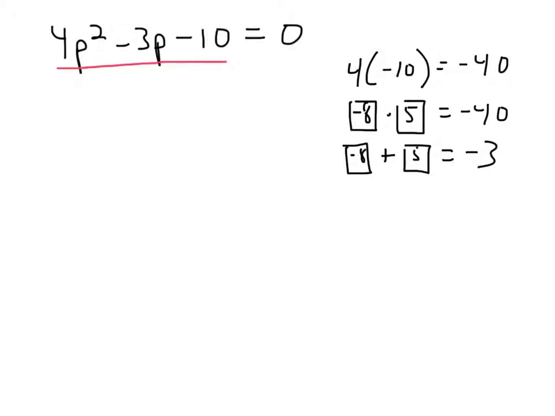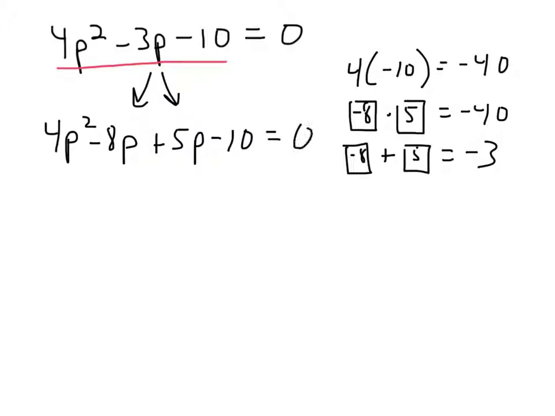And then we use those to split the middle term. So we'd have 4p squared minus 8p plus 5p minus 10 equals 0. Then we group the first 2 and the last 2. And we'll take the GCF out of the first 2. Now between these first 2 terms, the GCF would be 4p. So we'll factor out 4p from those, which gives us p minus 2.